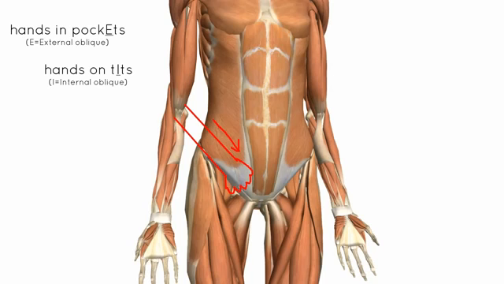So hands on tits. Sorry for being crude, but that's the mnemonic. So hands on tits, they're up in that direction, so the fibres pass superiorly and medially. Tits has an I in it, so internal oblique, so the fibres are superomedial.